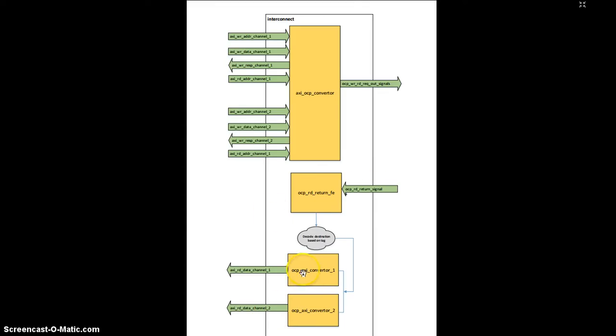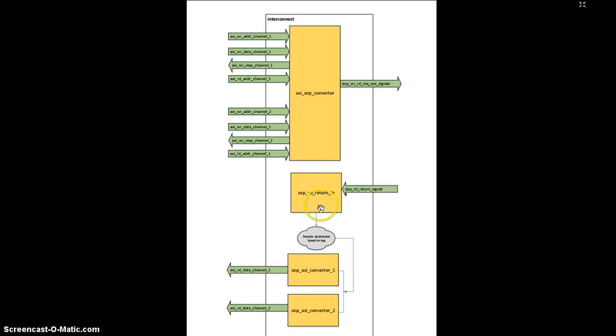Now in the OCP to AXI path, we have 3 different submodules, which are OCP read return frontend, and OCP to AXI converter 1 and 2. In the OCP read return frontend, we will accumulate all the 16 data which are coming in different 16 clocks into a single packet, and we will route that packet to either of these modules based on the tag. And once we have a complete packet available in an OCP to AXI converter, it will send it on the appropriate read return interface one by one.